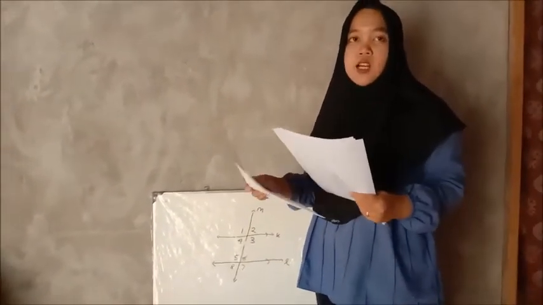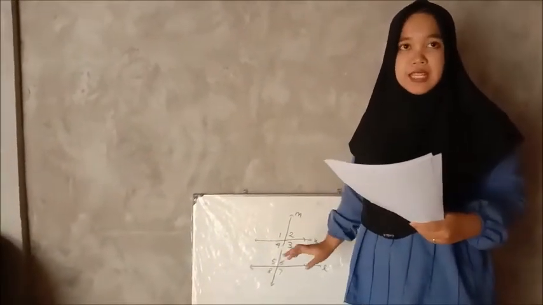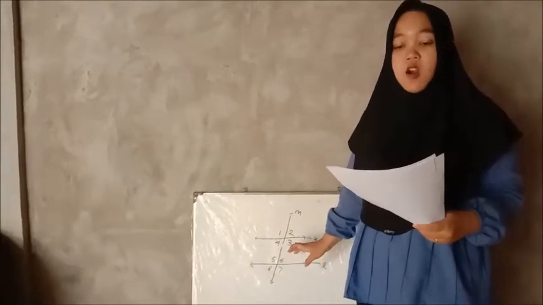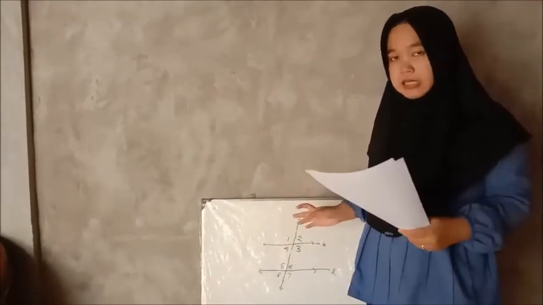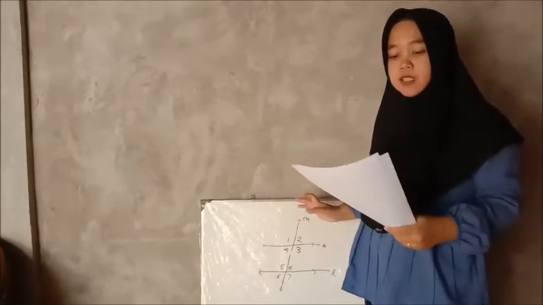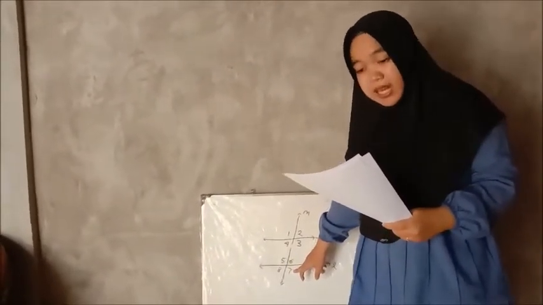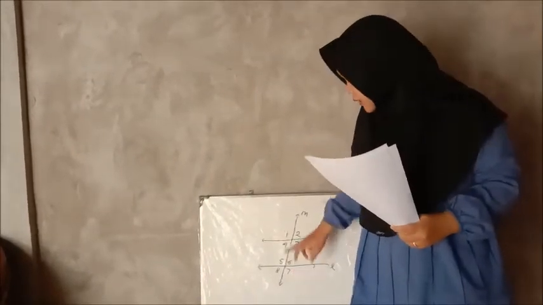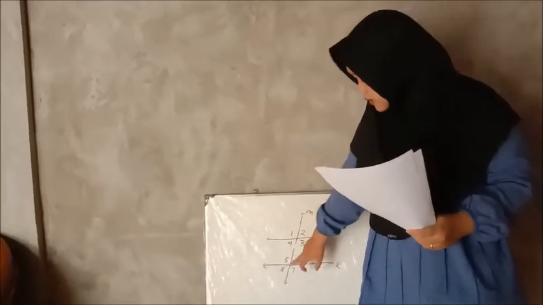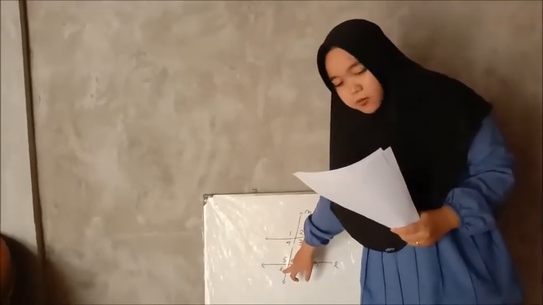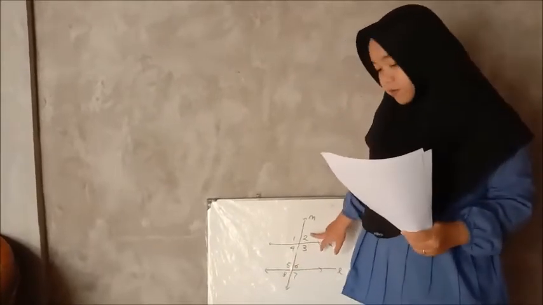Then we will continue to the next problem. It's about alternate exterior angle, or we also say luar berseberangan. From that we know that angle 7 will be alternate exterior angle with 1. Then 8 will be alternate exterior angle with 2.